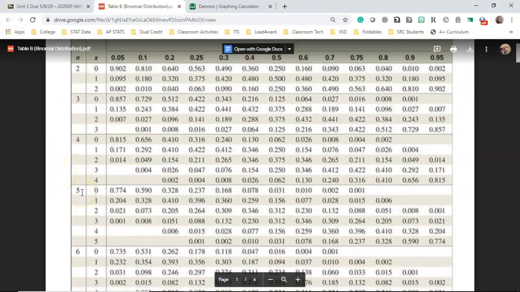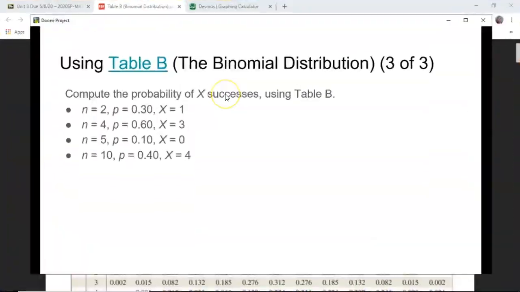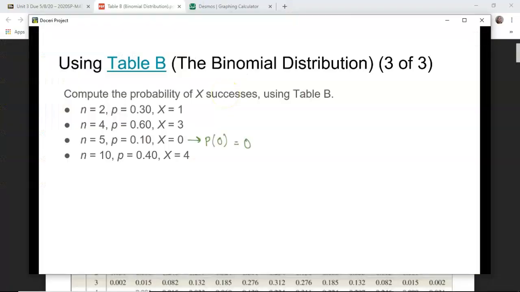Here's my 5, and then I want no successes, so that's 0, and I want 0.10, so 0.590 would be the probability that we're looking at. So I go back, the probability of no successes is 0.590.